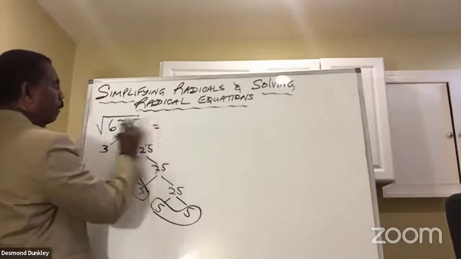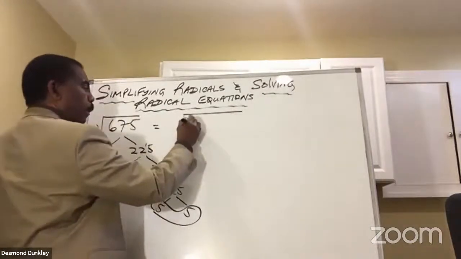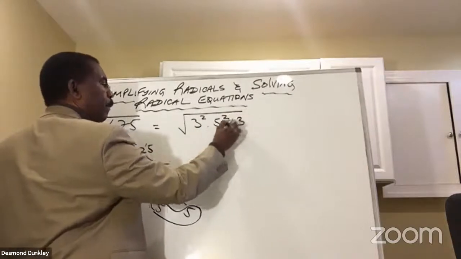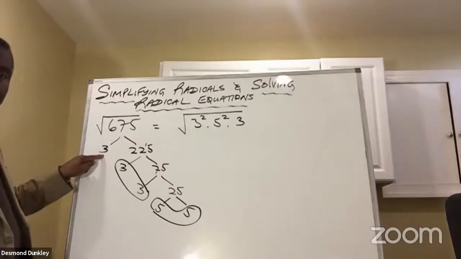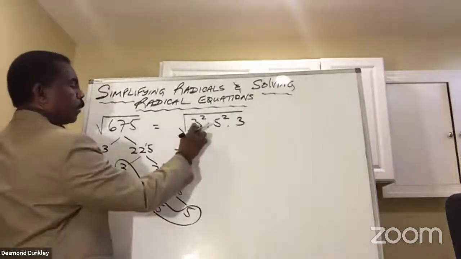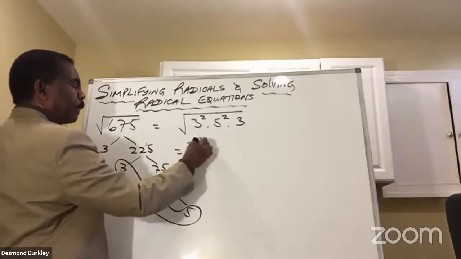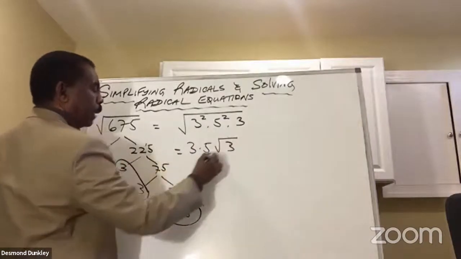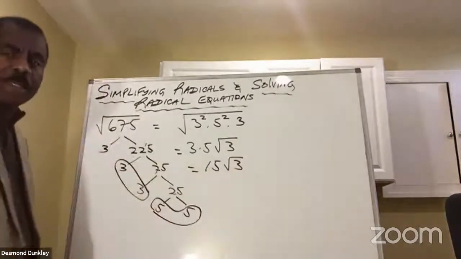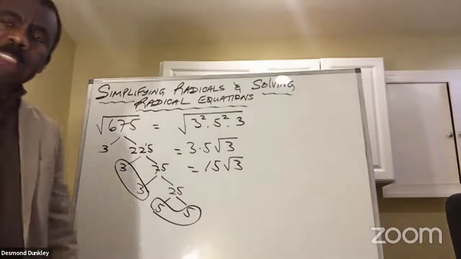So therefore, the square root of 675 is going to be equal to the square root of 3 squared times 5 squared times 3. This 3 is single. This is a pair, that is a pair. So square root of 3 squared is 3, square root of 5 squared is 5. So it's 3 times 5 times the square root of 3, equal to 15 times the square root of 3. This is the simplest version of the square root of 675.